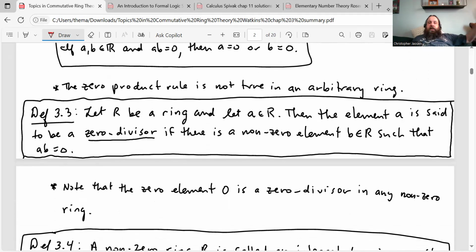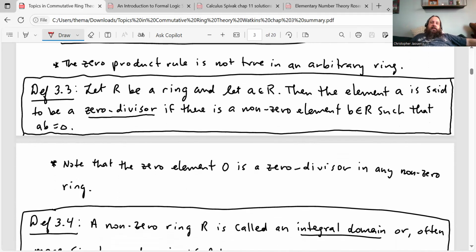So the rings that have that property are special, and we first need one definition here, and then we'll talk about what we call those rings in a second. This is Definition 3.3. Let R be a ring and let a be in R. Then the element a is said to be a zero divisor if there is a non-zero element b in R such that ab = 0. Just to note, the zero element is a zero divisor in any non-zero ring.